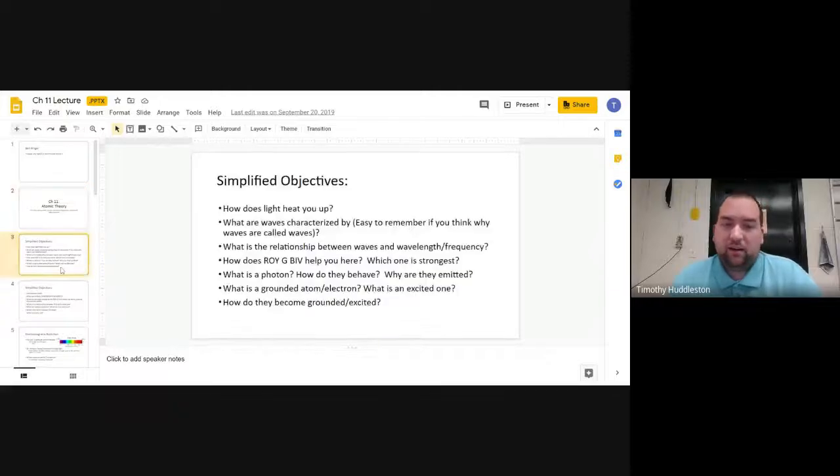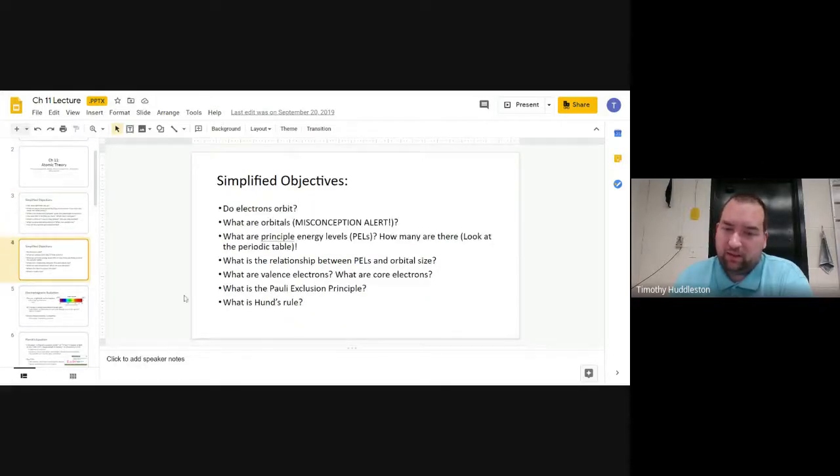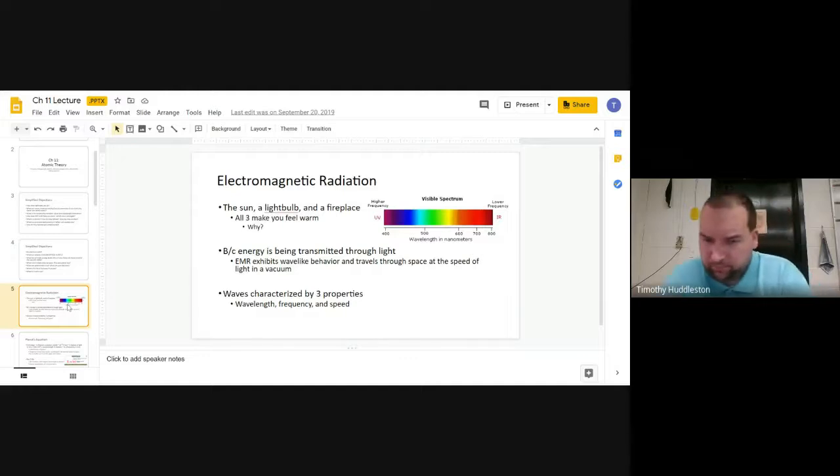Now, here are our simplified learning objectives. I didn't put the fancy-dancy learning objectives in here because I felt like I would have scared you too much, with big words like electron configurations. If you can answer all these questions, you're going to have a good time with this chapter. What are waves characterized by? What is the relationship between waves, wavelength, and frequency? What is a grounded atom? What is an excited one? I'm going to let you look at that, and then we're going to go on to electromagnetic radiation.